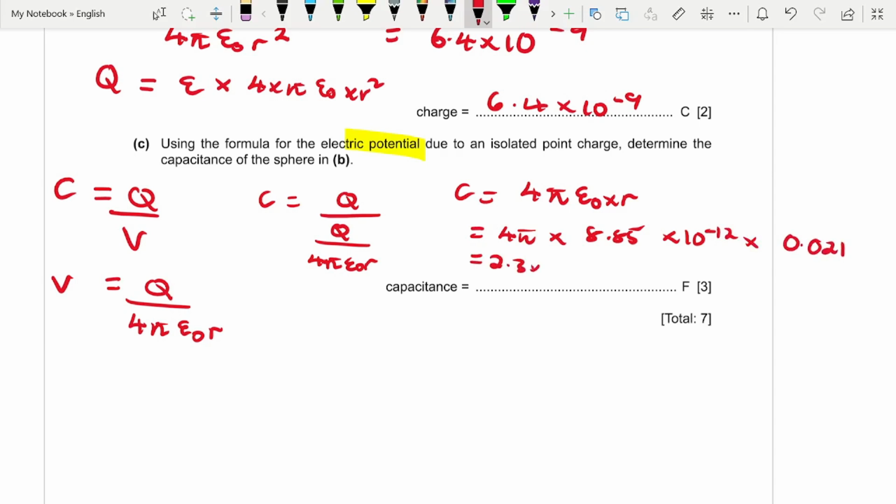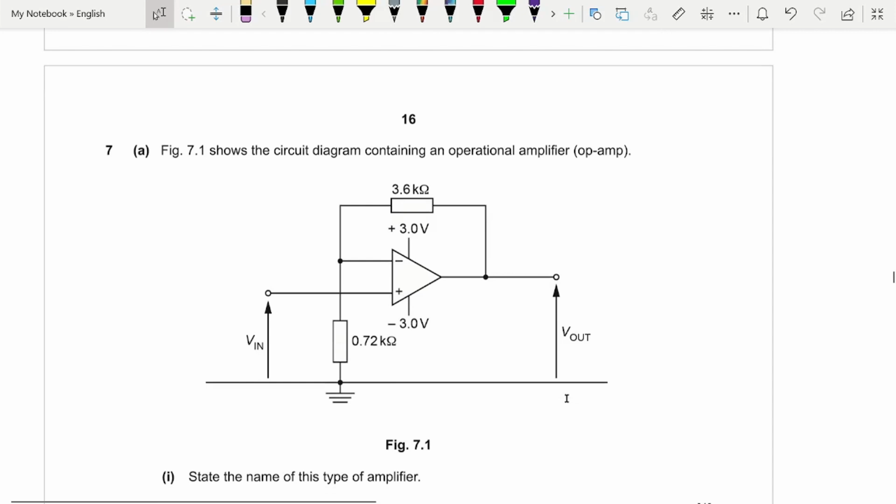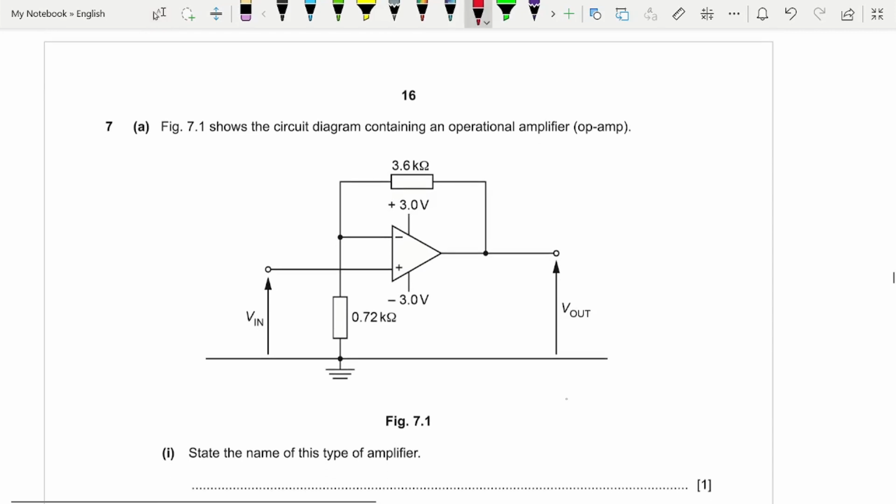Guys, times have advanced. I wonder how they did this without calculators back in the day. Okay, 10 to the power of negative 12 Farad, in honor of Faraday. That's our capacitance.